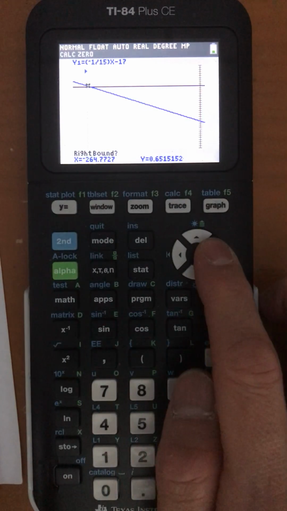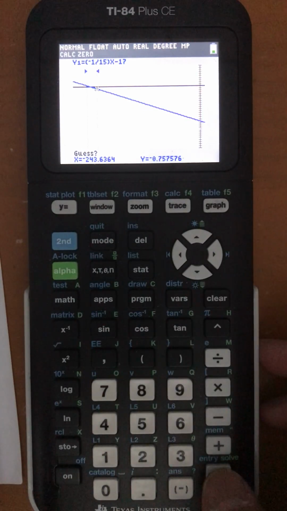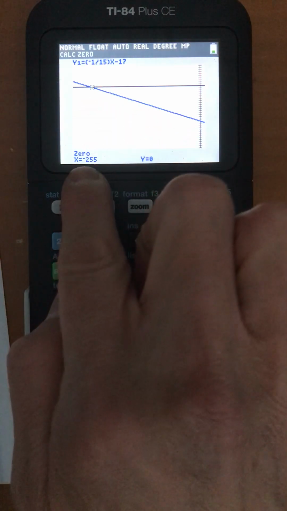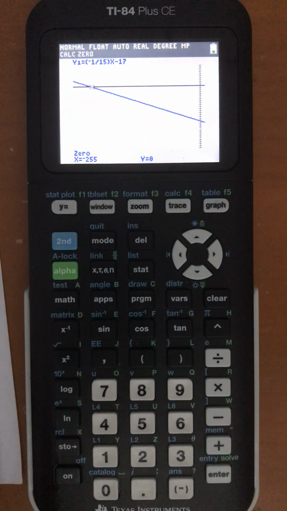And then I need my right bound, so go to the right. Guess, yes. And so the zero, or the x-intercept of this line, is at negative 255. Okay, next one, determine the y value for the following x values.